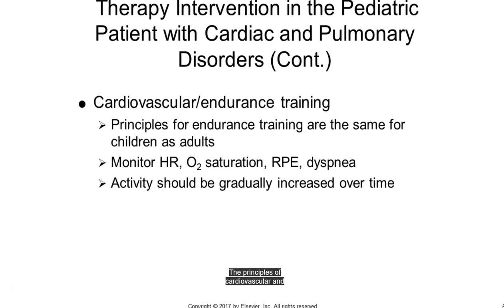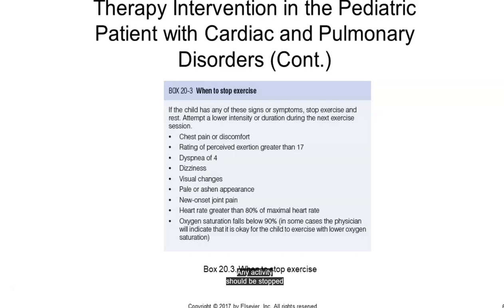The principles of cardiovascular and endurance training are the same for children as they are for adults. Both groups should be monitored for heart rate, oxygen saturation, rating of perceived exertion, and dyspnea on exertion throughout the activity, and activity should be increased over time as tolerated. Any activity should be stopped if the child exhibits chest pain, perceived exertion greater than 17, dyspnea 4, dizziness, visual changes, pale or ashen appearance, new onset joint pain, heart rate greater than 80% maximal heart rate, and O2 saturation below 90%.